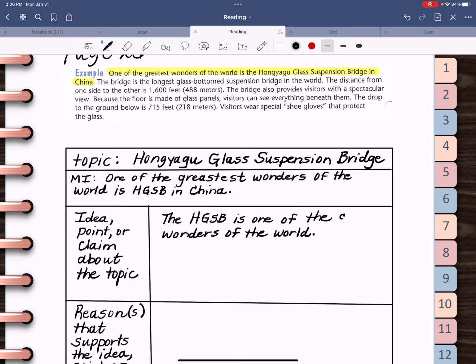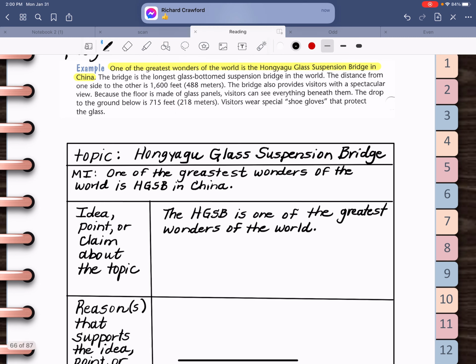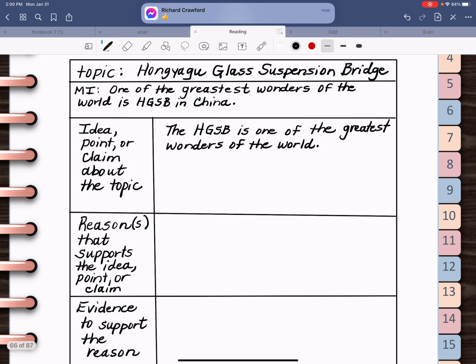We can even put in the greatest there. The greatest wonders of the world. That's a pretty big claim. It's going to take some evidence to convince me that this is true. So first of all, let's consider the reasons that the author gives for this claim. Why is he claiming that this bridge is so special?